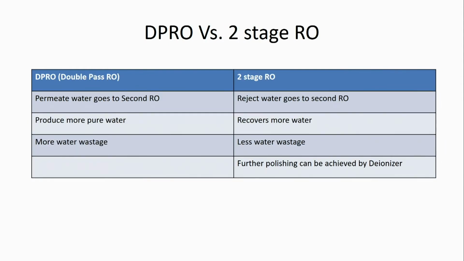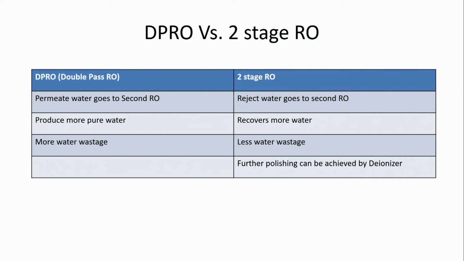What is double pass RO versus two-stage RO? You should not get confused if your vendor asks you such questions. Double pass RO means that permeate water goes to a second RO, which purifies water further. So you can get more purified water by double pass RO, but there is more water wastage.